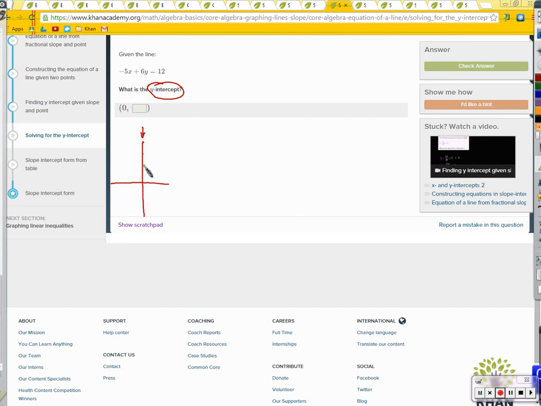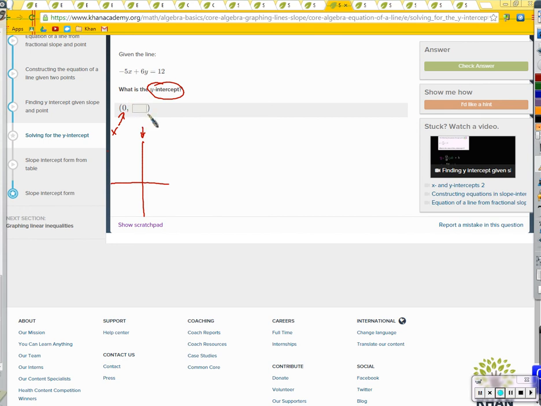And all along here, any point that it could possibly be, it's giving you a little hint here. X is 0. X is always 0 on the y-axis. So if X is 0, what can we do with that information? This guy right here, that'll be the y-intercept. How do we find it?